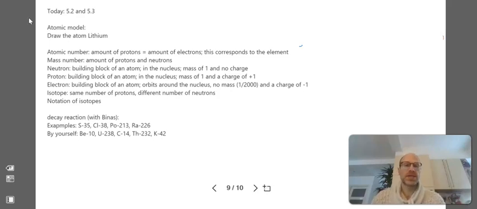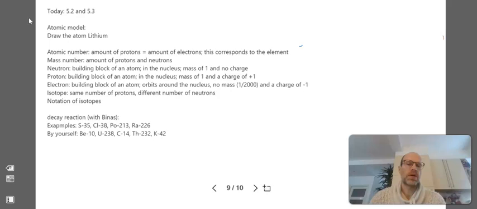Okay, first of all, this first movie is about 5.2, and that is basically about drawing an atom. That is something you must have done with chemistry as well. And as you should know, or if not, then take notes. What you need to know is the atomic number and the mass number. The atomic number corresponds to the element. So if you know it's lithium, you know the atomic number is 3, or you search it up in the BINAS. The atomic number corresponds to the number of protons. And as an atom is neutral, the number of protons is also equal to the number of electrons, so also the atomic number. And we also have the mass number, and that corresponds to the number of protons and neutrons.